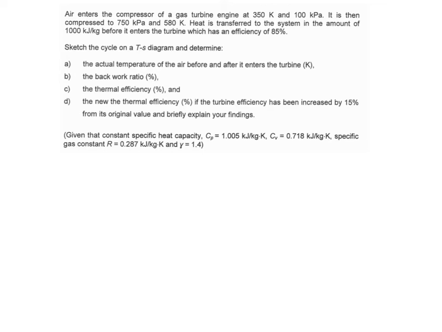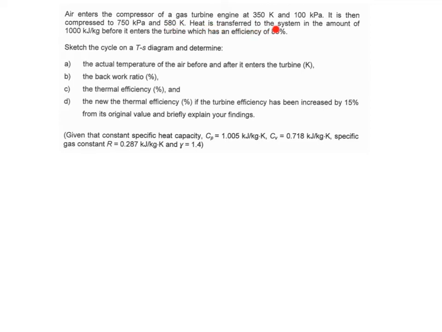Alright, let's try to answer this question first. So you have air enters the compressor of a gas turbine engine at 350 Kelvin and 100 kilopascal. So basically this is your initial state. It is then compressed to 750 kilopascal with 580 Kelvin.